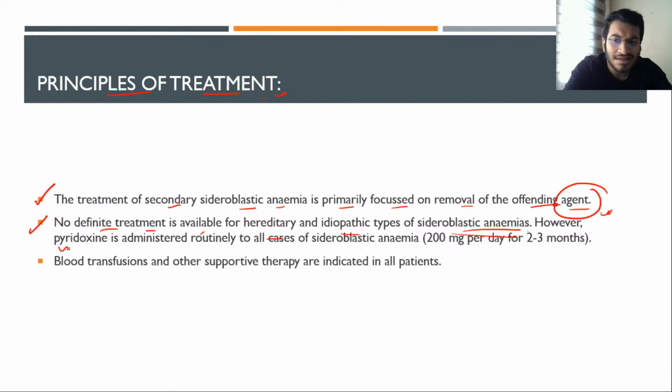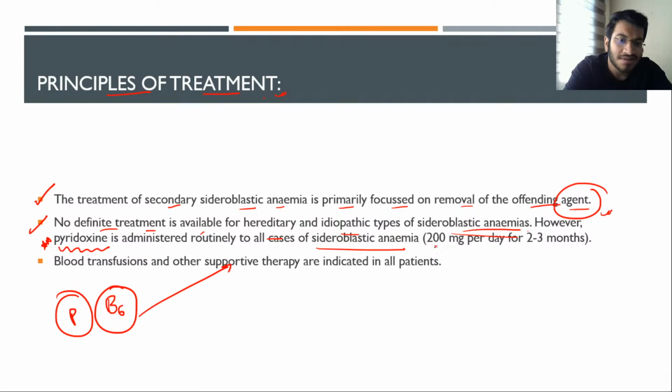However, pyridoxine, if you detect that there can be the effect due to its pyridoxine antagonist, then you can give pyridoxine, vitamin B6, routinely in all the cases of sideroblastic anemia, 200 mg per day for 2 to 3 months. Then blood transfusions and supportive therapies are indicated in all the patients.